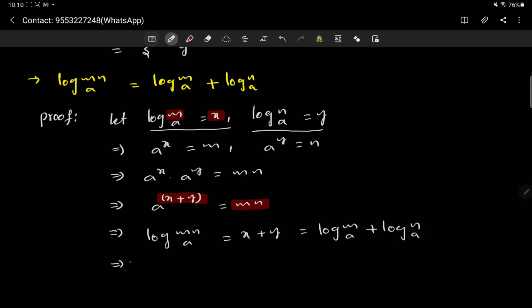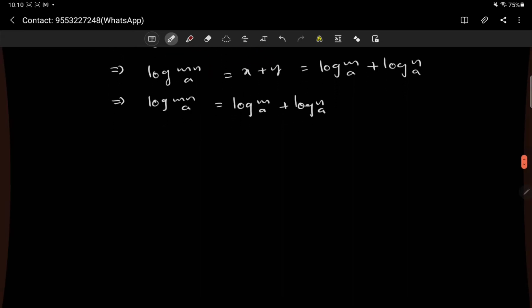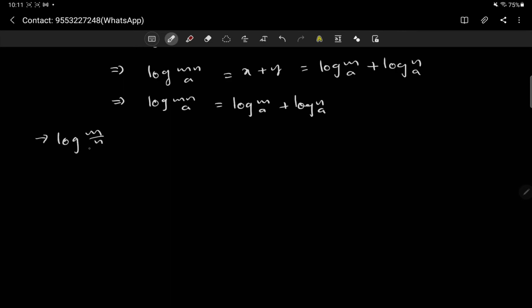So therefore, we can write log mn base a as log m base a plus log n base a. This will be useful in doing problems. Next, the second one: log m by n base a can be taken as log m base a minus log n base a.